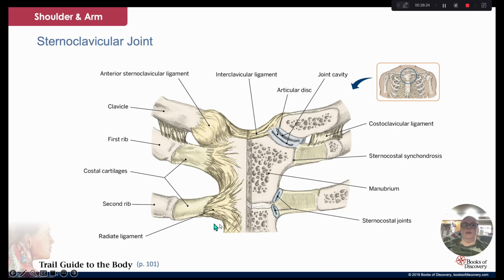So the radiate ligament. You have costal cartilages, so that means cartilage in between your ribs, right? Here's some ligament here. That's the costoclavicular ligament. So it's over here. And all kinds of stuff, right? And if you are very confused on what we're looking at, here's a circle view picture of what this is. This is obviously the zoomed version of it.